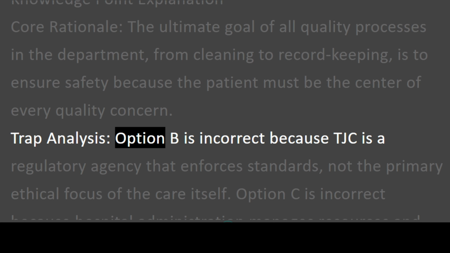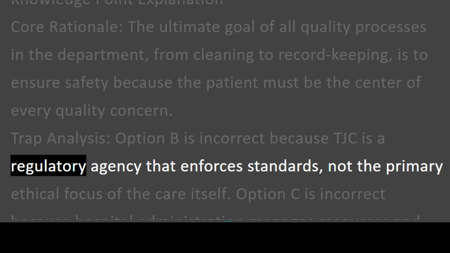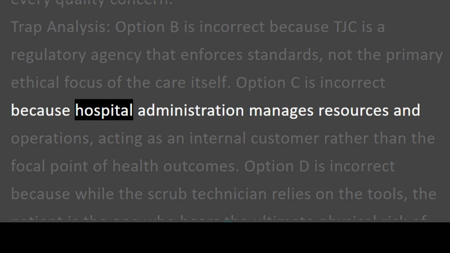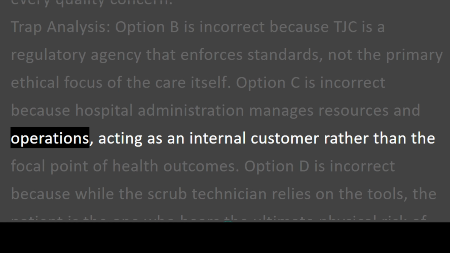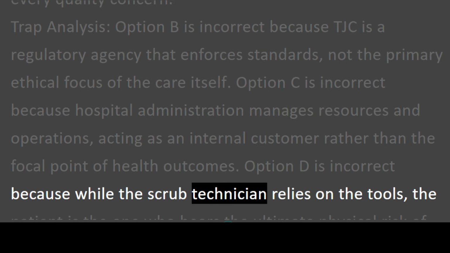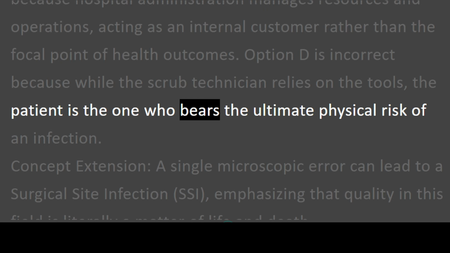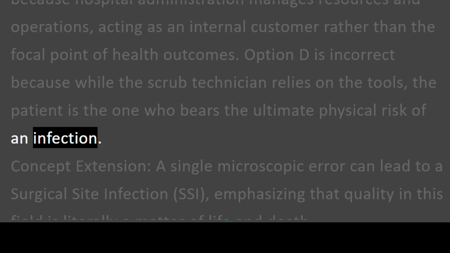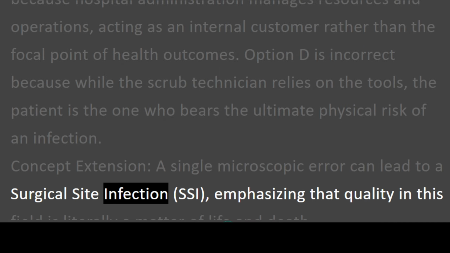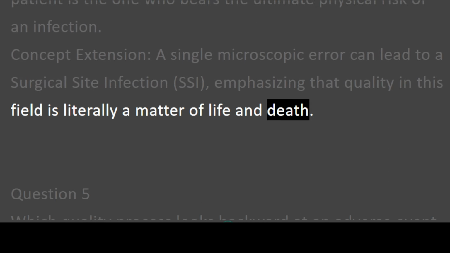Trap analysis. Option B is incorrect because TJC is a regulatory agency that enforces standards, not the primary ethical focus of the care itself. Option C is incorrect because hospital administration manages resources and operations, acting as an internal customer rather than the focal point of health outcomes. Option D is incorrect because while the scrub technician relies on the tools, the patient is the one who bears the ultimate physical risk of an infection. Concept extension. A single microscopic error can lead to a surgical site infection, SSI, emphasizing that quality in this field is literally a matter of life and death.